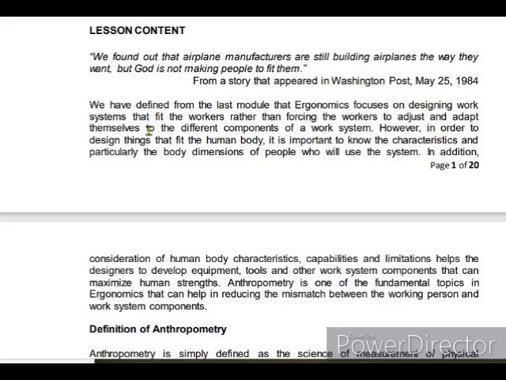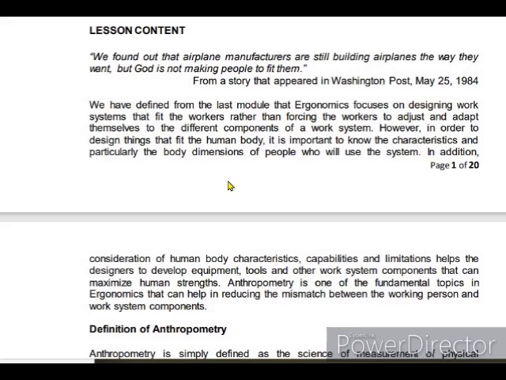Okay, so next, we have defined from the last module that ergonomics focuses on designing work systems, right? That fit the workers rather than forcing the workers to adjust and adapt themselves to the different components of a work system, right? So that's what we have discussed in the last module. However, in order to design things that fit the human body, it is important to know the characteristics and particularly the body dimensions of people who will use the system.